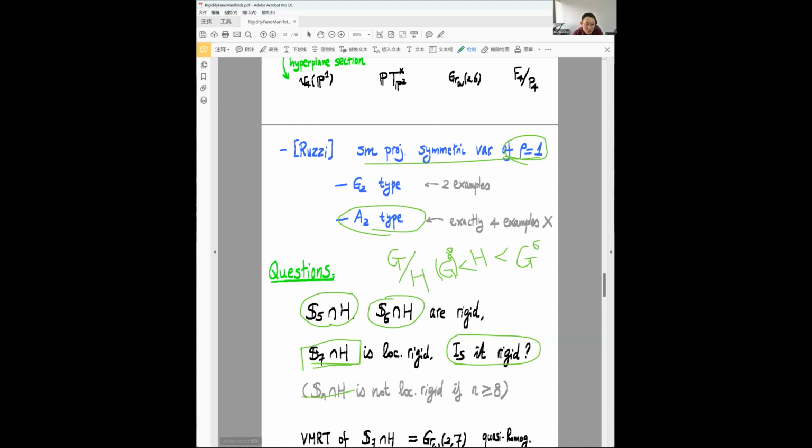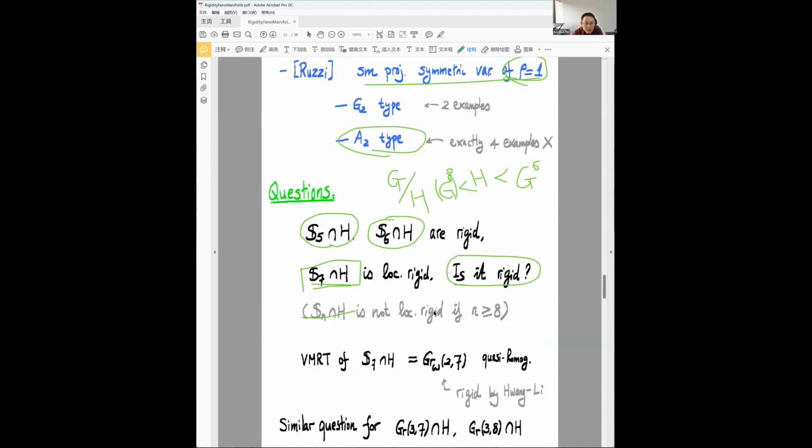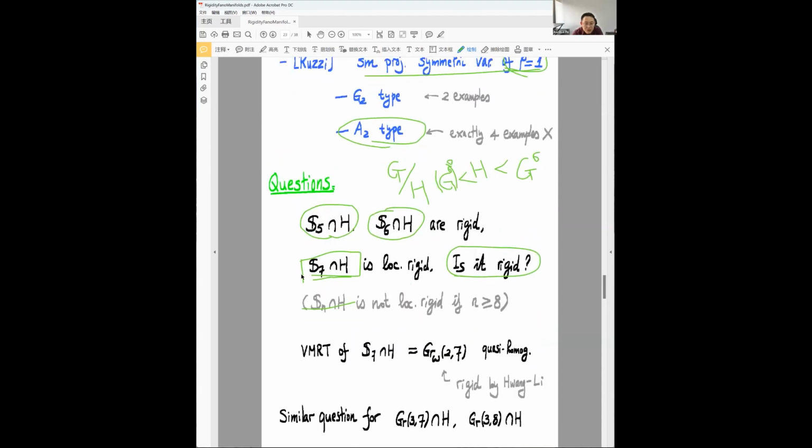So this is of dimension 20. And why this can be treated is because this VMRT is quite simple. The VMRT is just the order symmetric Grassmannian. This is the Grassmannian G(2,7) with an order symmetric form, and this is quasi-homogeneous, but this is rigid by Huang and Li. So in particular, we can show the VMRT is rigid.